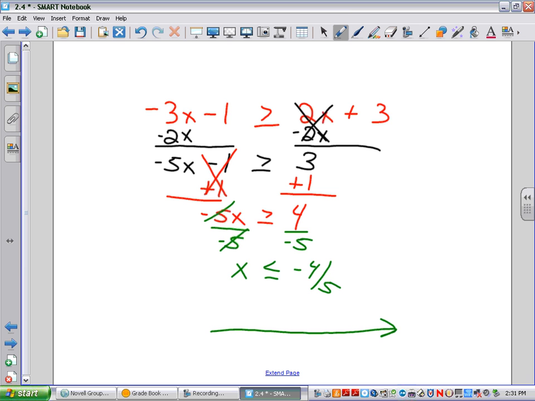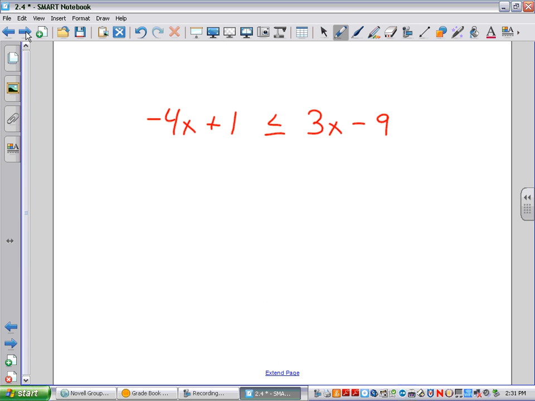So my graph would be a number line. 0, negative 4/5 would be out to the left a little bit. It's going to be a closed circle. The graph goes over to the left. I've solved it, then I graphed it. Let's try number 3. Again, hit the pause button. You try this one on your own.